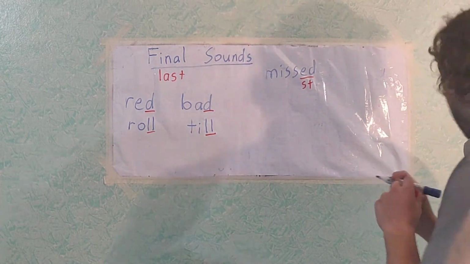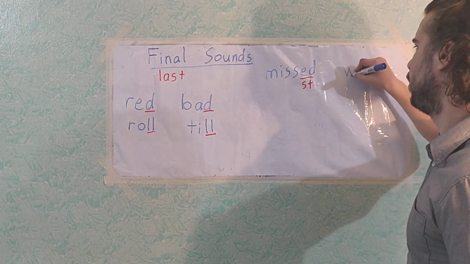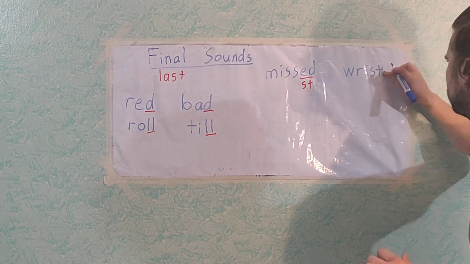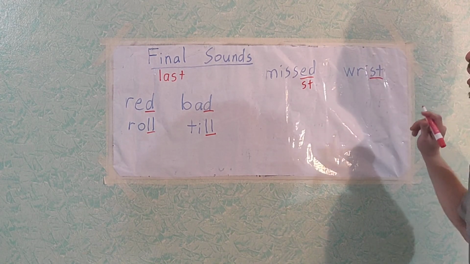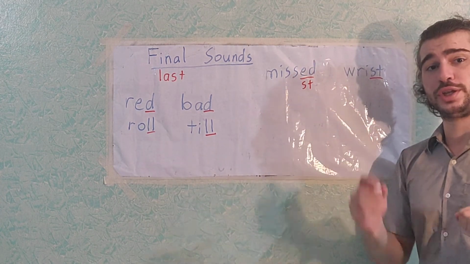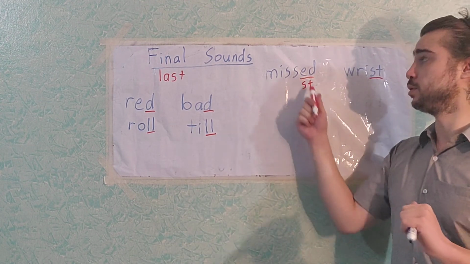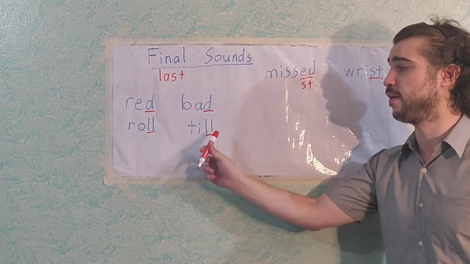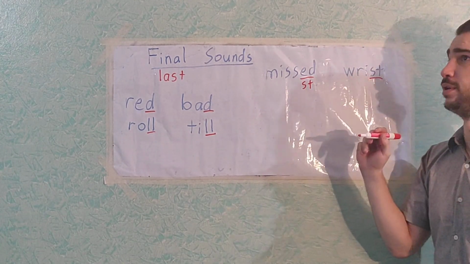Another example of another word like this is wrist. Wrist. And this one you can clearly see that this ends in ST. Now, ED sounds can be a little bit tricky. We're going to go over that again later in the year. But just know that you have to listen to the word. It's not always going to have the same spelling to have the same final sound.